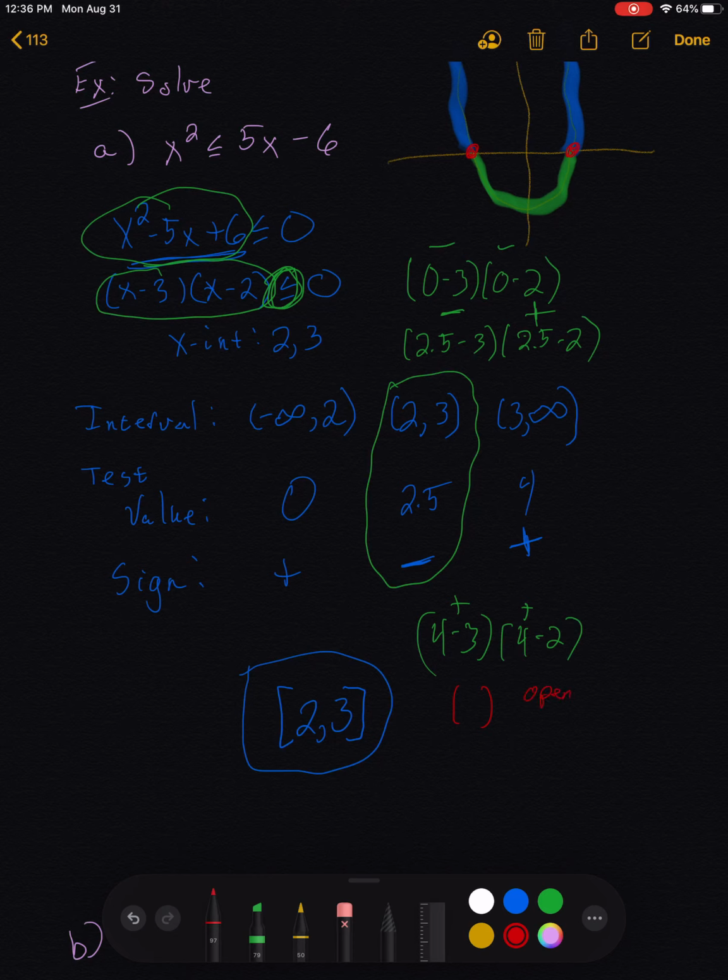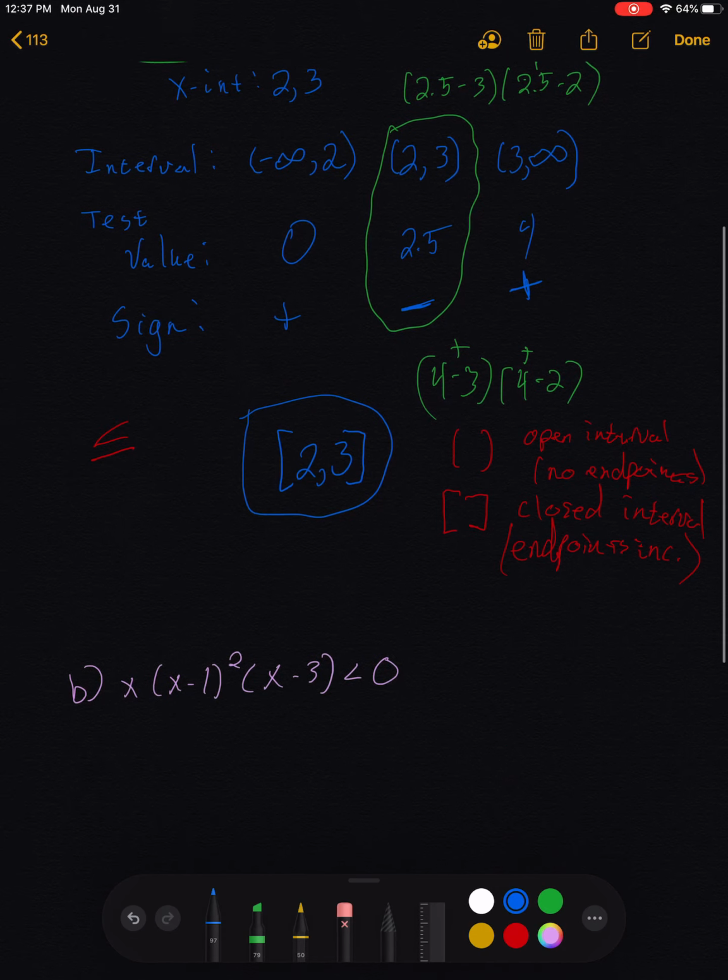When we use the parentheses, that's what's called an open interval, which means no endpoints. The endpoints aren't included. And when we use the brackets, this is what's called a closed interval, which means the endpoints are included. Okay, so the reason I included the endpoints in this case is, again, our inequality said less than or equal to 0. So it equals 0 at 2 and 3. It's less than 0 between 2 and 3.